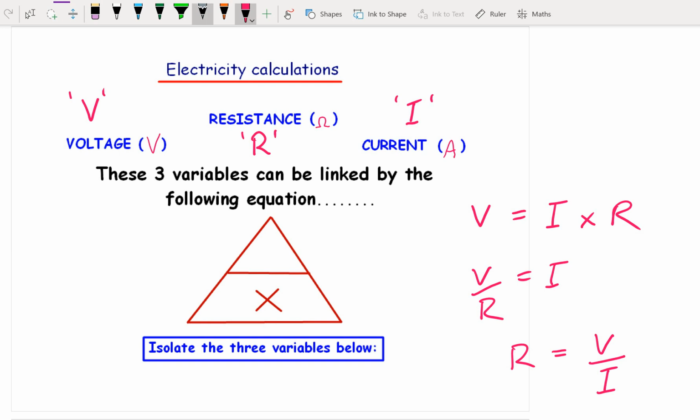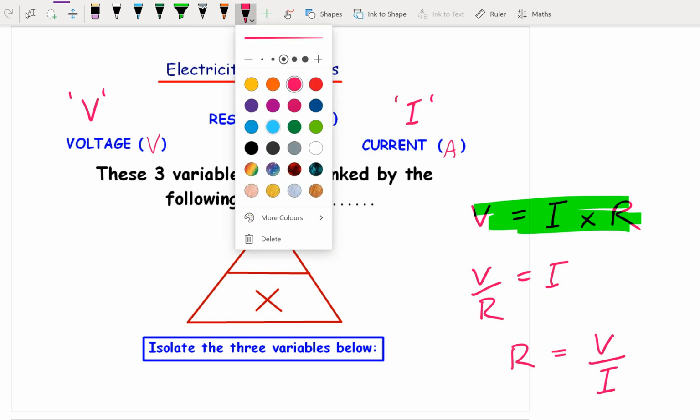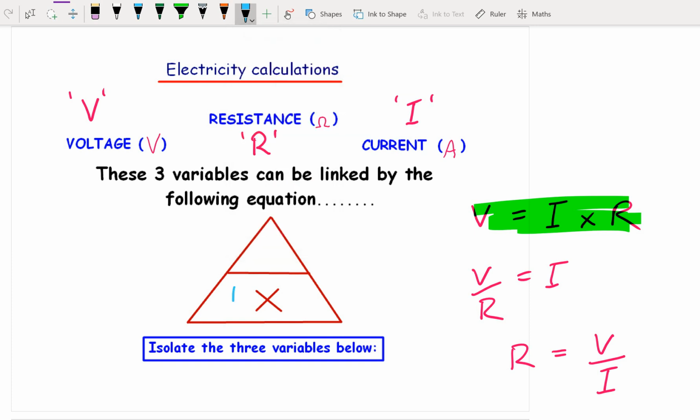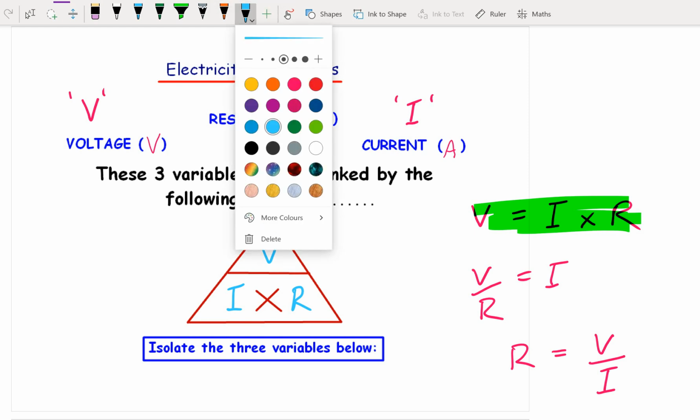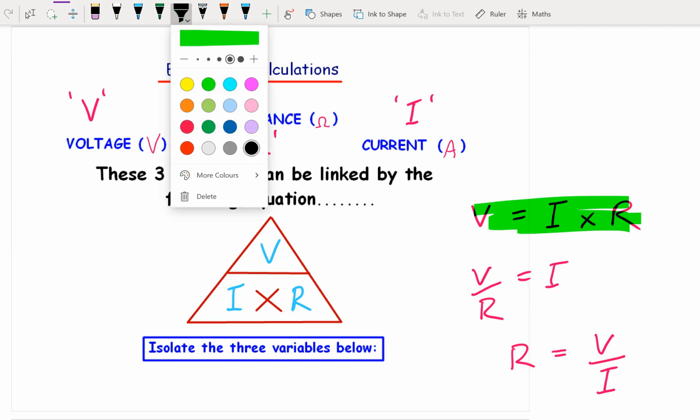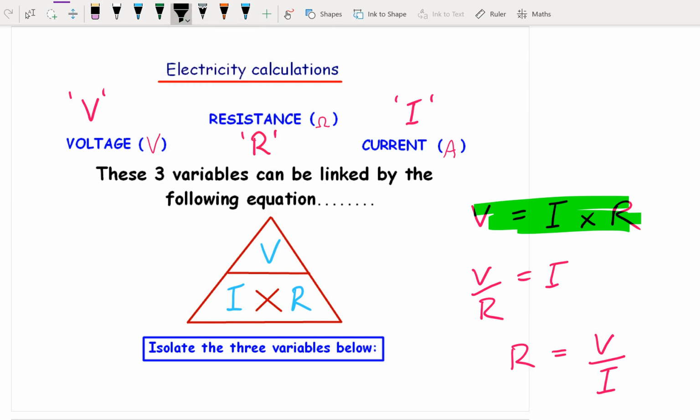If I look at this, V equals IR, you see the I times R, you could put that into the triangle like so, I times R, and then you put the V at the top. Then using this triangle equation, what you do is you put your finger over what you are trying to figure out. So I'll give you an example. If we wanted to work out voltage, you put your thumb over the V. What's left? I times R.